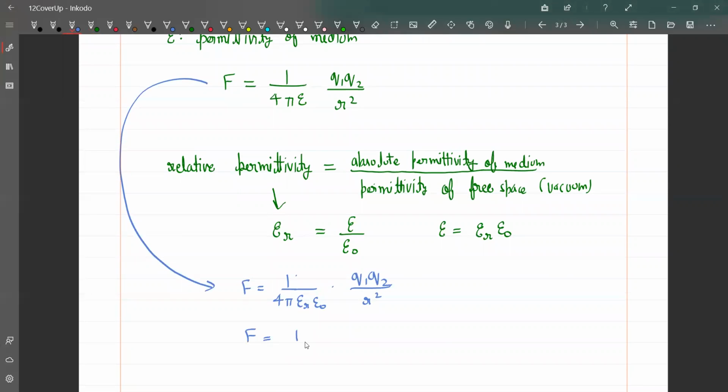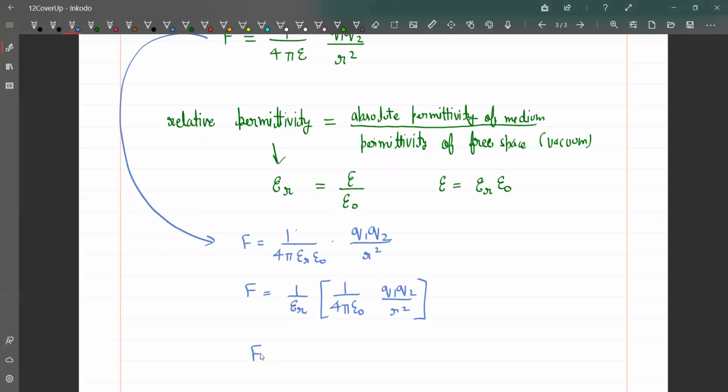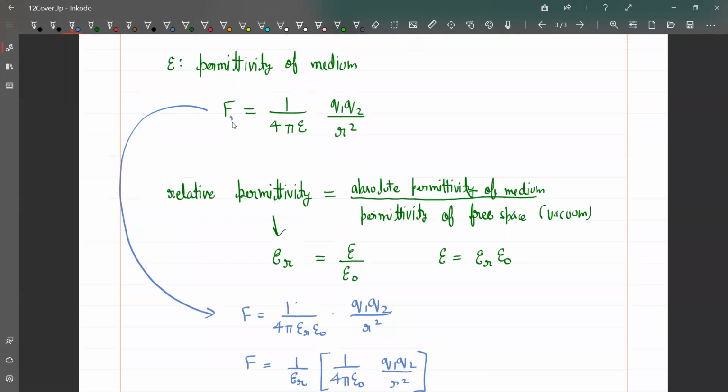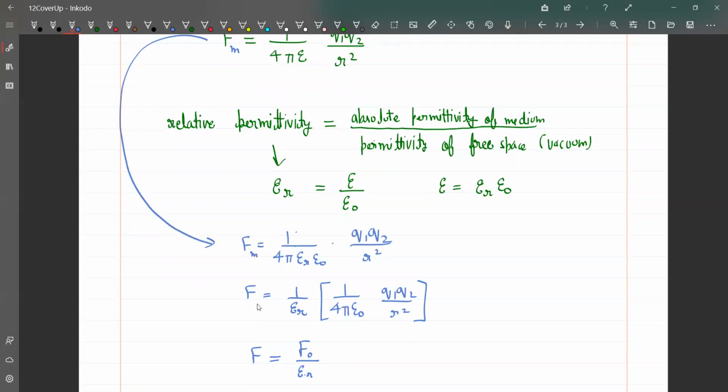We can separate epsilon r, and this will be 1 by epsilon r times 1 by 4 pi epsilon naught Q1 Q2 by r squared. So this gives you that the force in a medium is equal to the force in vacuum divided by epsilon r. Let me write this: force in medium is force in vacuum divided by epsilon r.